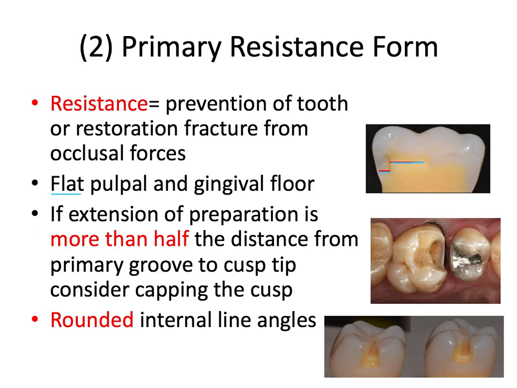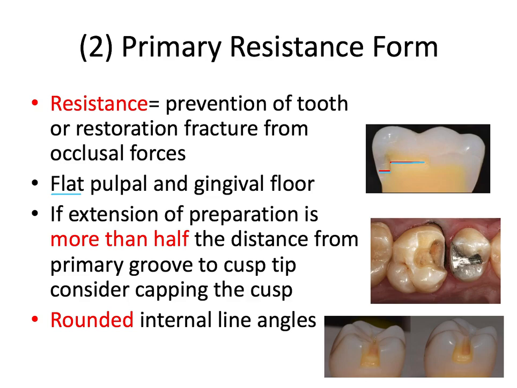If the extension of the preparation is more than half the distance from primary groove to cusp tip, consider capping the cusp. So we want to preserve cusps and marginal ridges whenever possible to maintain the tooth's strength and integrity. But if we ever need to extend the preparation because there are caries that are compromising that cusp, for example, and we go more than half this distance, we're encroaching onto that cusp, we have to consider capping this tooth with an onlay or even a crown in order to maintain its integrity.